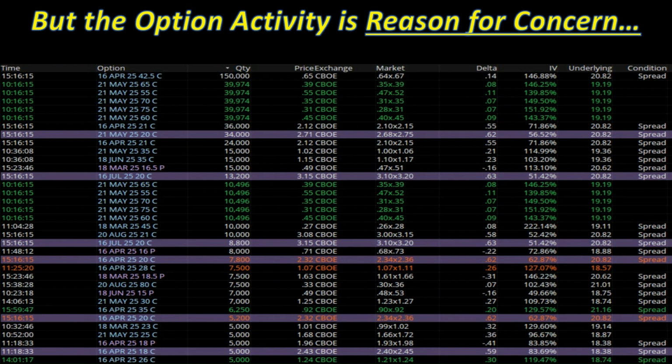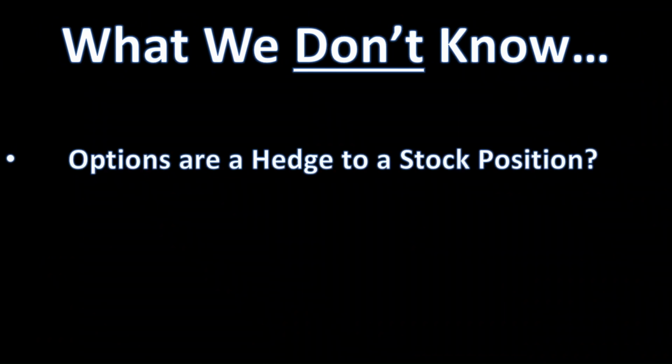Oftentimes, the options market will give us a hint as far as what's about to happen to the stock market. Now, this is what we don't know. We don't know if the options purchased today are a hedge against the stock position. Maybe somebody bought the S&P 500 index or individual stocks and they wanted to buy a little insurance. Well, that's how you would do it. Maybe buy some VIX calls. So if the stock market goes down and your stock investment goes down, the call options go up.